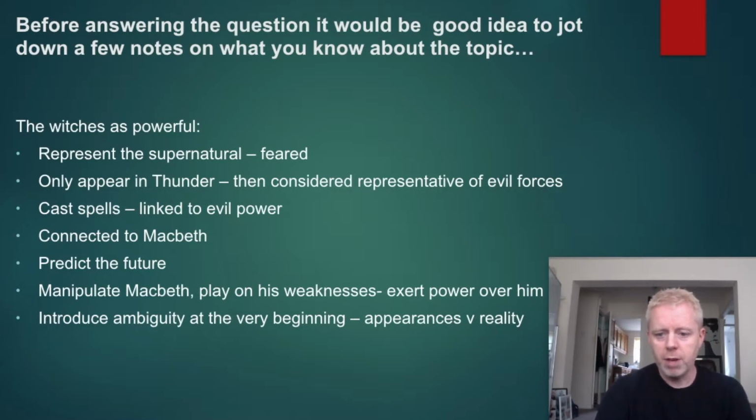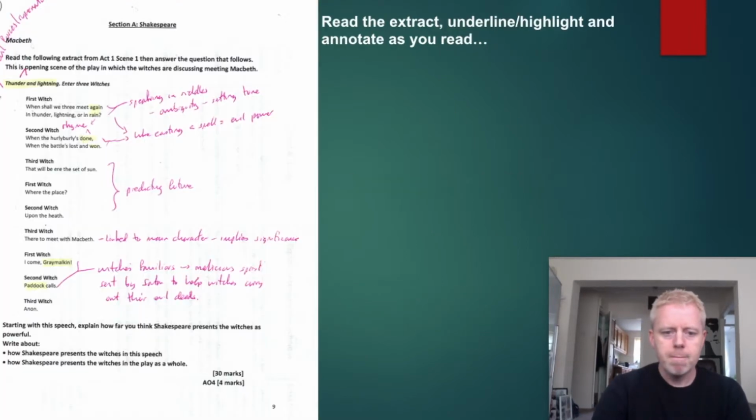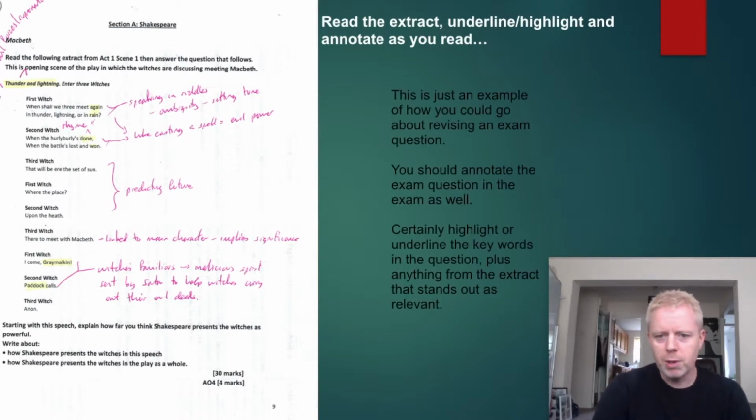Okay, so I've made a few notes there. The witches are important. How do we structure all this knowledge into an exam question? So there's the exam question. Excuse my rather childlike scribbling there. I've just highlighted this extract for 2 or 3 minutes and jotted down some notes in relation to the question. So you could do something similar. You don't need to focus on what I've done. This is just an example. You should annotate the exam question in the exam as well, but don't spend 15 minutes on it. You want to spend like 6 or 7 minutes doing this. In the AQA, you've got 52.5 minutes for this question.